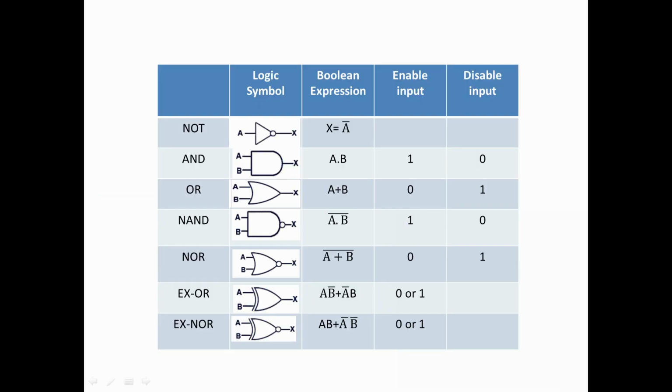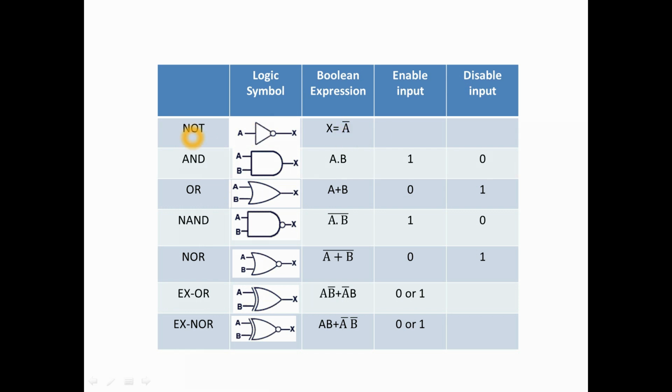Now let us revise these logic gates. There are three types. Those are basic gates, universal gates and other gates. NOT gate, AND gate, OR gate are called basic gates. NAND gate and NOR gate are called universal gates. Exclusive OR and exclusive NOR are other gates.